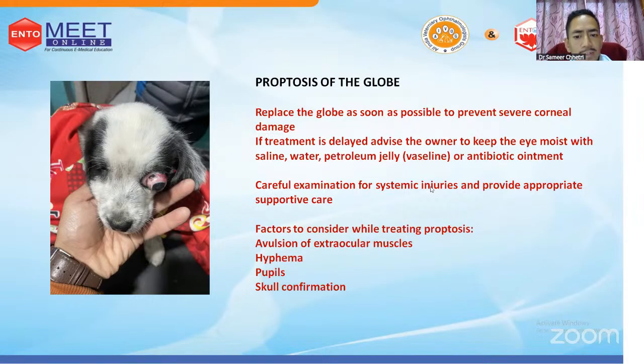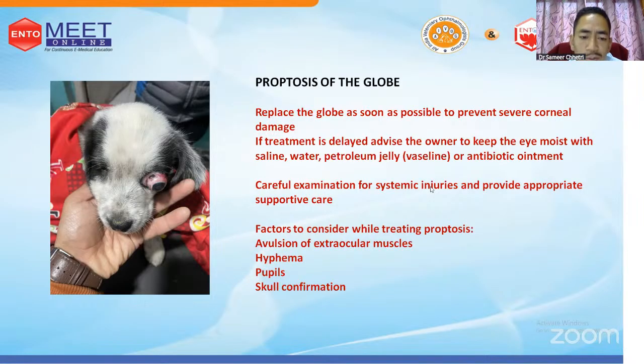So what are the factors to consider while treating proptosis? Avulsion of the extraocular muscles, hyphema, where there is a huge hemorrhage, the condition of the pupils, and the skull conformation. Whenever there is any facial fracture or any damage to the skull, that has to be assessed thoroughly.